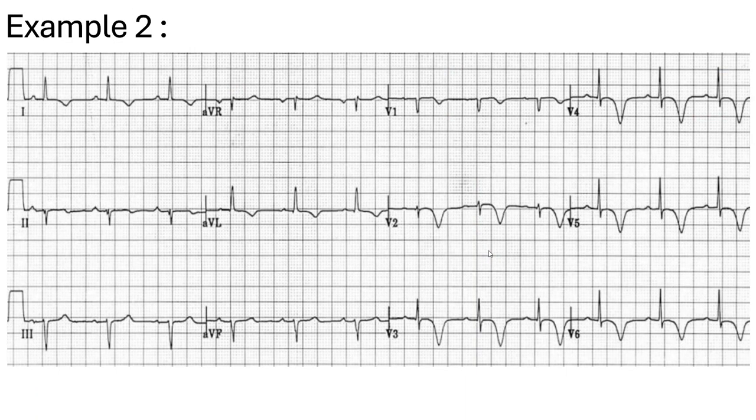The second example is with deeply negative or symmetrically negative T waves. We can see it in V1, V2, V3, V4, V5, and V6, in all the precordial leads. And we can see that there is a slightly elevated ST segment. Mainly here we can see it in V4, but it's just about 1 millimeter.